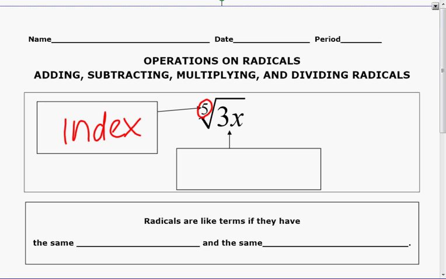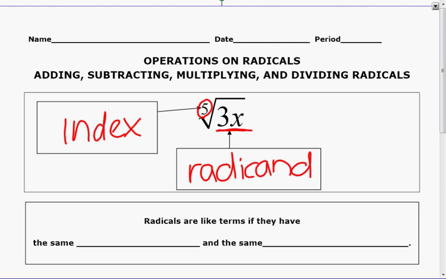You might remember back in video number 2, the index tells us how many we have to have in each group of the same term in order to pull it outside the radical. So in this case, for this fifth root of 3x, we would need things in groups of 5. Now this 3x, everything that's underneath the radical, this is referred to as the radicand. So that just is the stuff under the radical. So in this case, it's 3x.